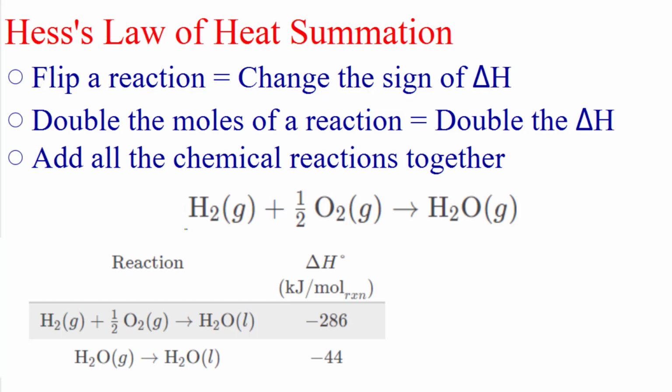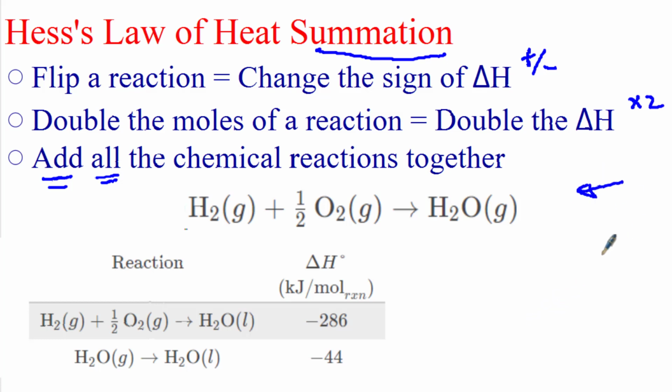So you can see we can do two things to a reaction. We can either flip that reaction, which changes the sign of the delta H from positive to negative, or if you double or triple and so on, it doubles the delta H as well. And then you're going to add all the chemical reactions together, which is why they call it Hess's law of heat summation, okay? So here, take a look.